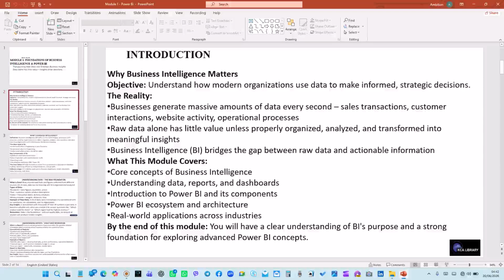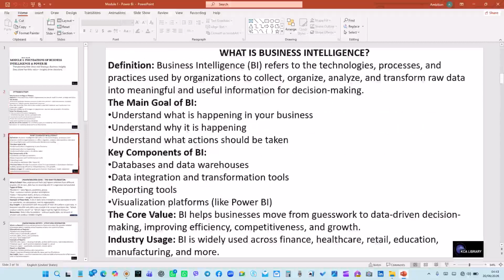What this module covers includes core concepts of business intelligence, understanding data, reports, and dashboards, introduction to Power BI and its components, Power BI ecosystem and architecture, as well as real-world application across different industries. By the end of this module, you will have a clear understanding of BI's purpose and a strong foundation for exploring advanced Power BI concepts. Let us begin with the meaning of business intelligence.